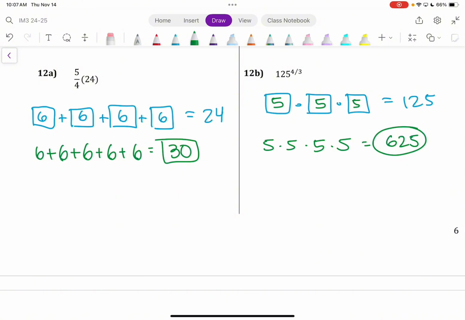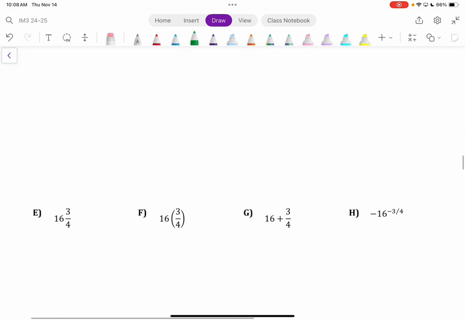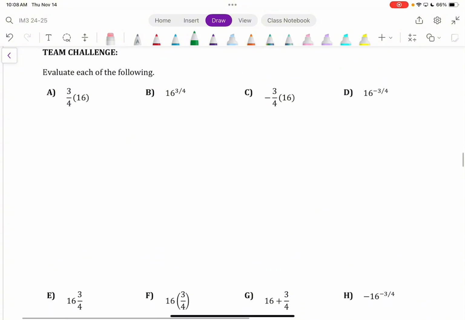What I would like for you guys to do now is we're going to finish class. We have about 20 minutes, 25 minutes. You're going to take the remainder of class to finish your team challenge problems A through H. All right. Please work on this together as a team. If you have any questions, call me over. Thank you.